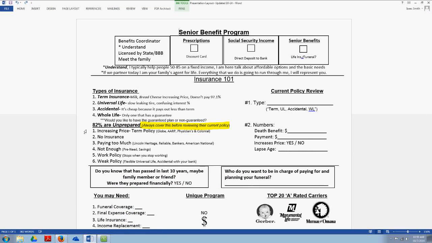The reason I created this is as I was field training agents, I was trying to get them to memorize my presentation. And trying to memorize something and then go on the spot can be a little bit difficult.